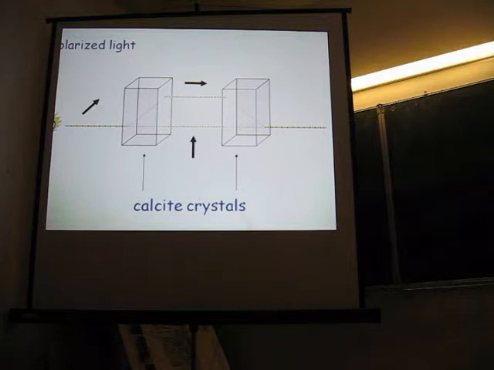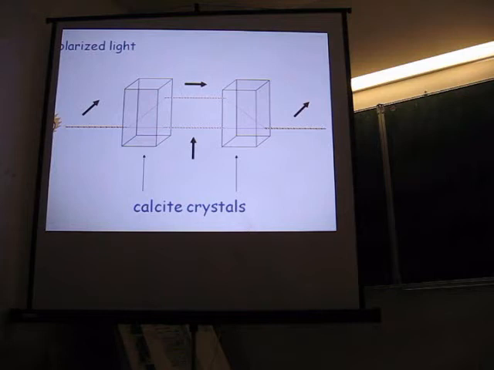So any idea what the polarization is of the light that comes out here? The same? No. The same as what comes in? Yeah. So 45. That's good, right? You saw my talk before, yes? No?